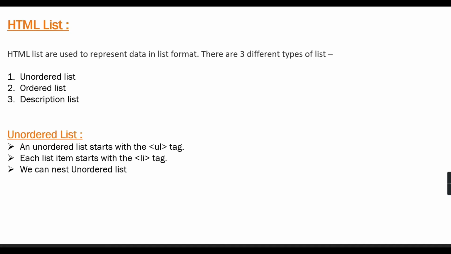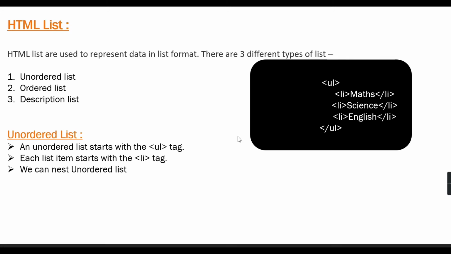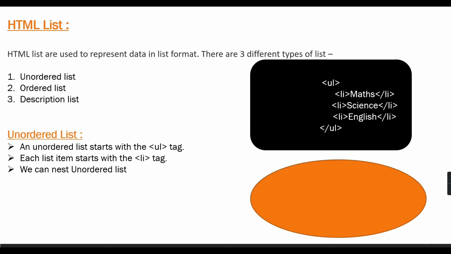Let's first understand the syntax of unordered list. So this is the syntax of unordered list. Suppose I have a requirement to represent the subjects in the form of a list. UL stands for unordered list and li stands for the list item. The data which you want to show on the web page should be enclosed in the li tag. The li tag is opening here and getting closed here. In this way you can provide your inputs, and let's see the output for this code.